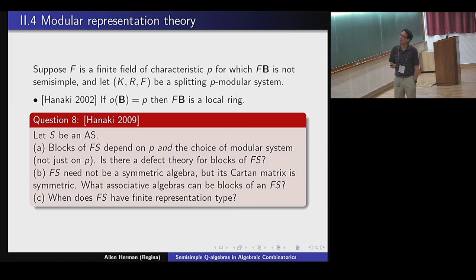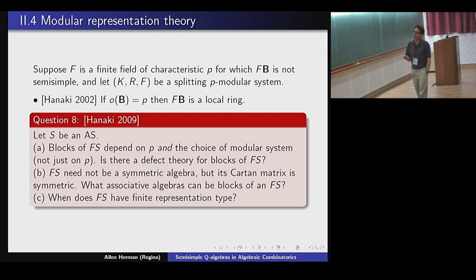Okay. Modular representation theory. Akihide Hanaki is the leader in this direction. So you're representing over a field of characteristic p. You can make splitting p-modular systems. He's shown that if the order is, well, this should be a prime power, so if the order of B is p to the n, then it's a local ring, just like it is in groups.